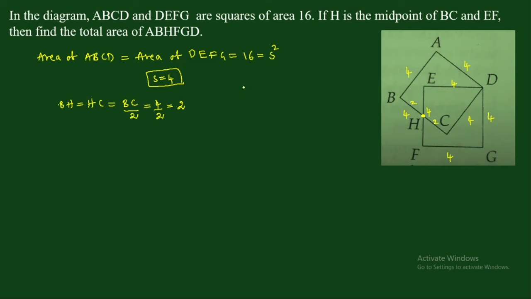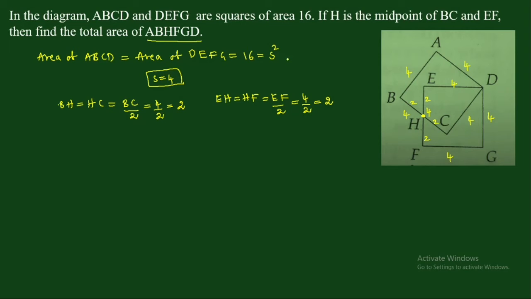And also this H is midpoint of EF. That is EH is equal to HF is equal to EF by 2. That is 4 by 2 is equal to 2 units. So this is also 2. This is also 2.